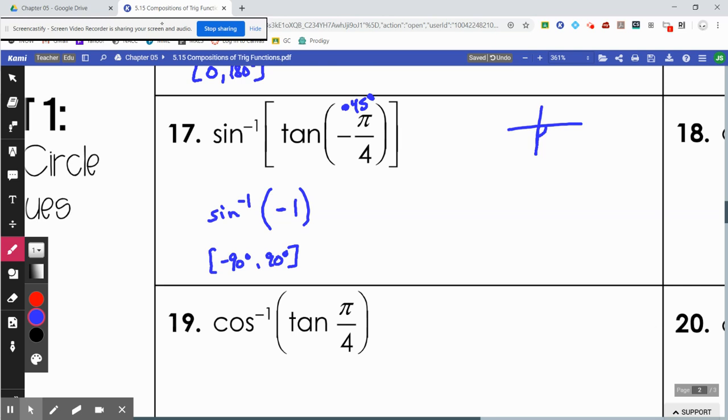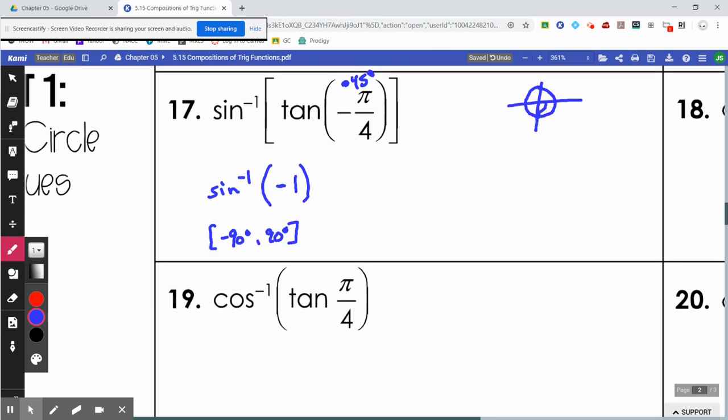Sine, if you remember unit circle values, your sine is your y value on the unit circle. This is where sine is equal to negative 1 on the unit circle. That'd be at negative 90 degrees, or negative pi over 2.